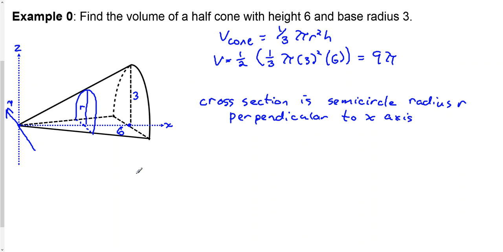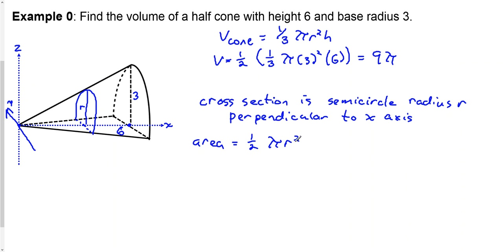Okay, now we want to come up with an expression for the area of that cross section. So we know that the area is going to be 1/2 pi r squared because it's a half circle. Now, how do we figure out what that r is? We want it in terms of a variable that we can use in our integration.